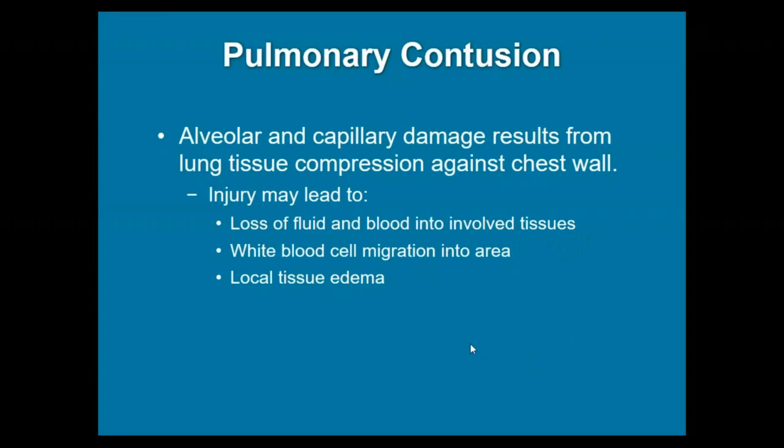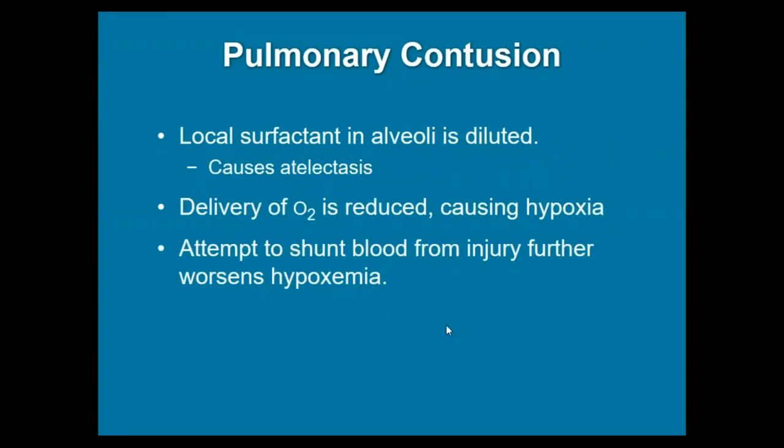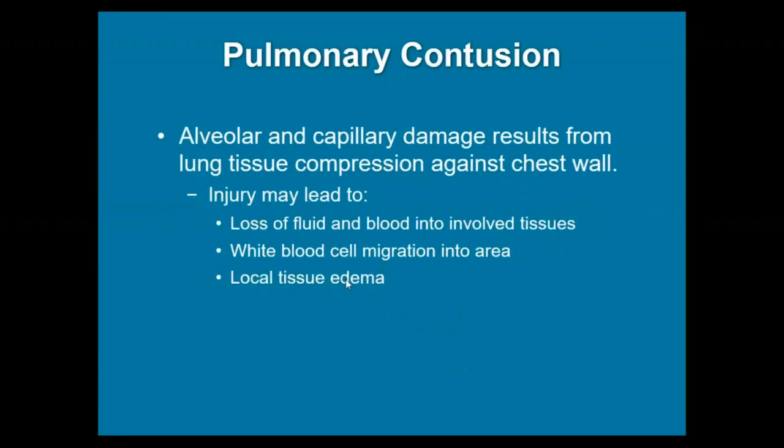Pulmonary contusion. What happens in pulmonary contusion? You have a bruise to the lung itself. You lose blood into the tissue of the lung. White blood cells go to try to deal with that damage, so you have localized edema. It's just like having a bruise anywhere else. You have that swelling. It's just this time it's on the lung itself. Surfactant is diluted because of that edema.